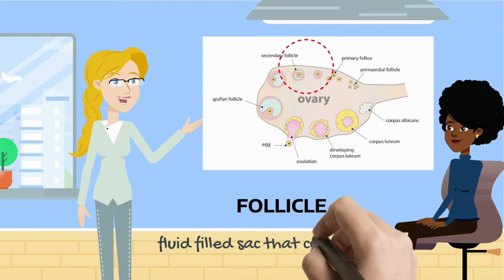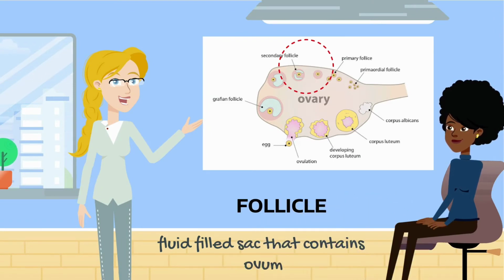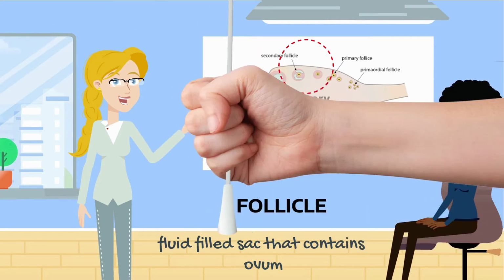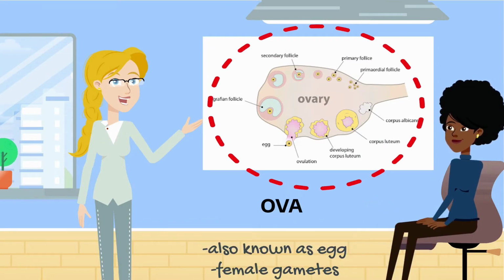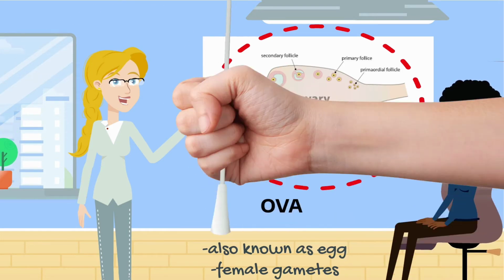Follicle is under ovaries. Follicle is a fluid-filled sac that contains the ovum. There are thousands of follicles on the inside surface of the ovary. Ova, also known as eggs, are the female gametes. The immature ova are present at birth and will be matured once puberty begins and are released once a month.